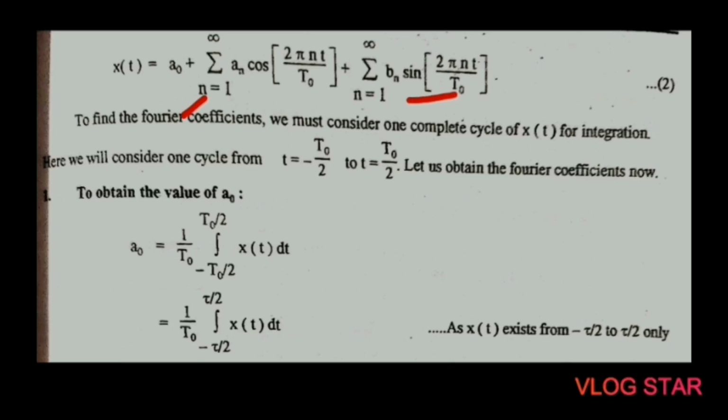So let us first calculate the value of a0. a0 is equal to 1 upon T0 times the integration from minus T0 by 2 to plus T0 by 2 of x(t) dt. This is the general formula for finding the value of a0. Now we put the limits of the given rectangular pulse. Then the equation becomes 1 upon T0, and instead of minus T0 by 2 to plus T0 by 2, we put the given limits, that is minus tau by 2 to plus tau by 2, of x(t) dt.